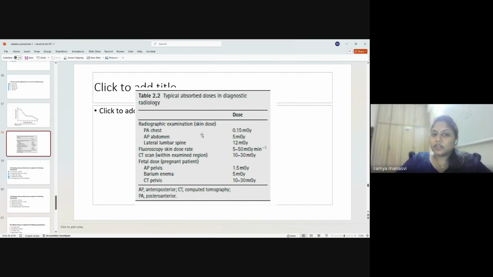Total absorbed doses in diagnostic radiology for different examinations: the chest X-ray is the least of all. CT pelvis is the highest of all, and CT scan in general will have more than any of it, and fluoroscopy will also have more than other ones. So you have to remember chest PA 0.15 milligray, AP abdomen 5 milligray, lateral lumbar spine 12 milligray. Anyway, these are even important for the practical exam. Fluoroscopy skin rate is 5 to 50 milligray per minute. For CT pelvis, it is 10 to 30 milligray.